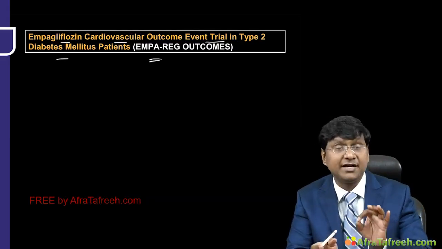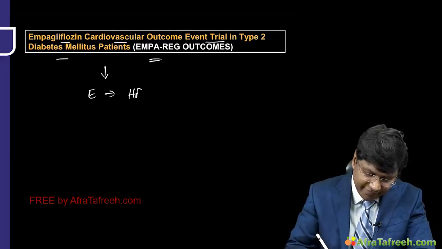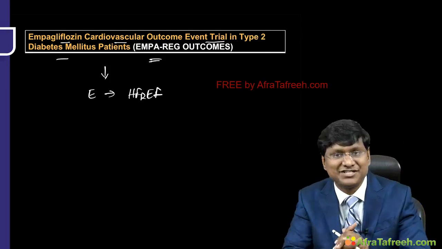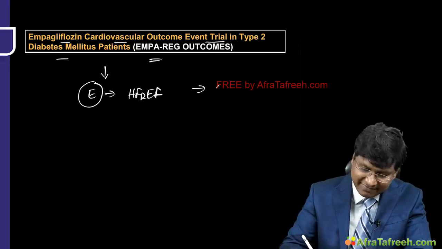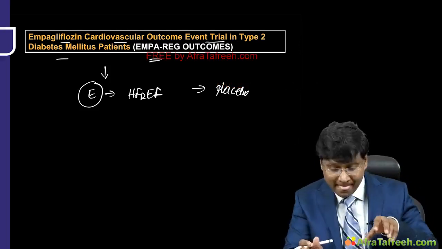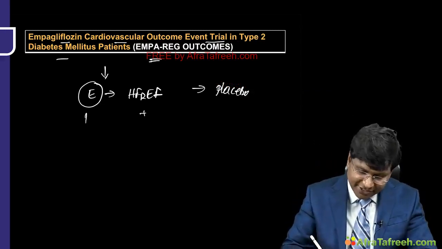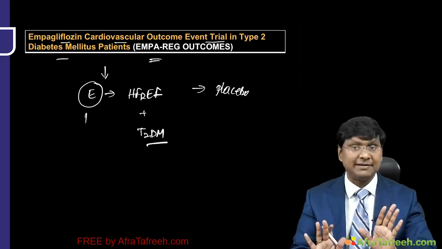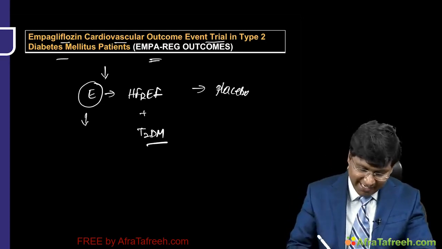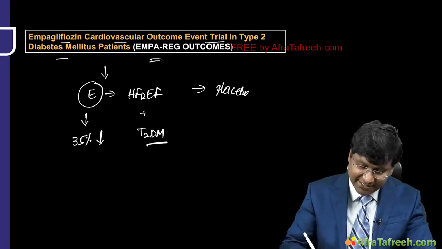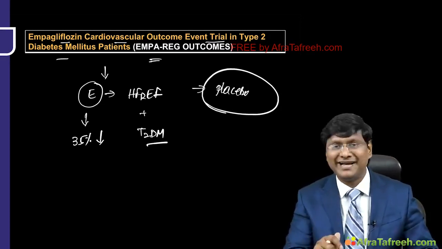This particular trial was done with empagliflozin. Some group of individuals were given empagliflozin, and some were given only placebo. According to this trial, when you give empagliflozin to type 2 diabetic patients, it reduced mortality by 35% compared to placebo. That is the outcome of your EMPA-REG outcome trial.